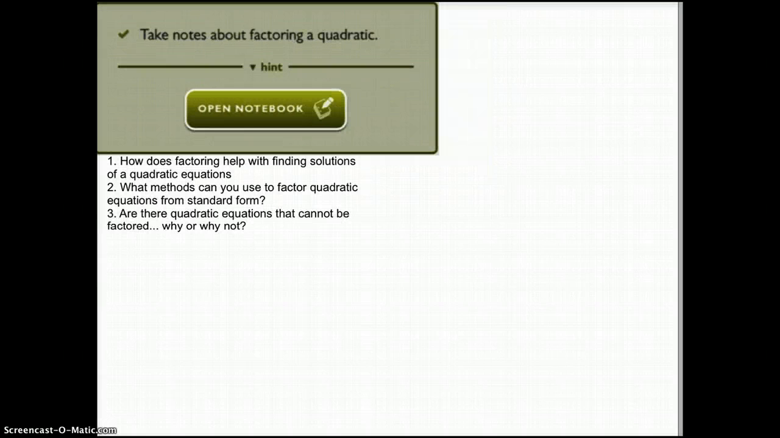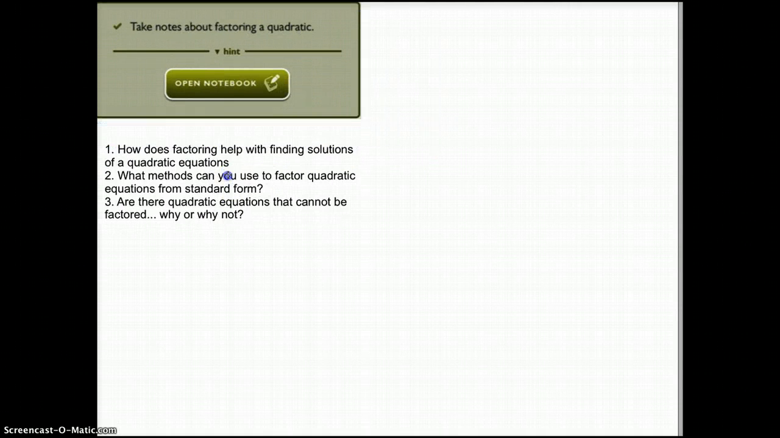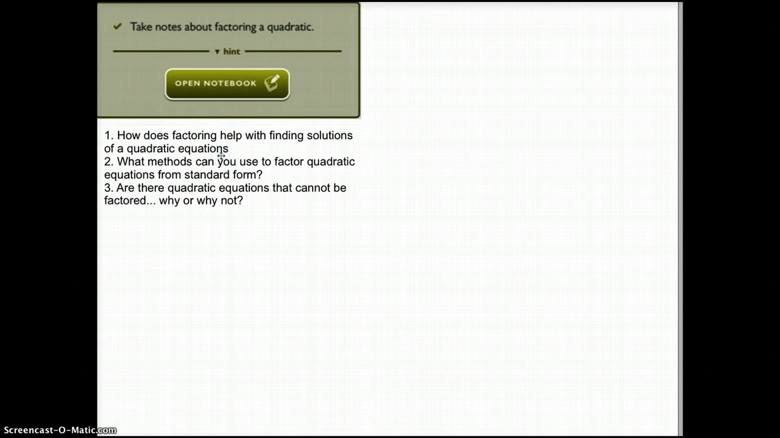Okay, so let's look at an equation. We'll write down factored form, and we'll try and figure out what the solutions mean. Question number 1: how does factoring help with finding solutions of a quadratic equation? I'm going to draw a graph, and we're just going to discuss what it means. Here's our graph, and here's our parabola. What do these 2 points represent? Solutions, right? So those 2 points are our solutions.